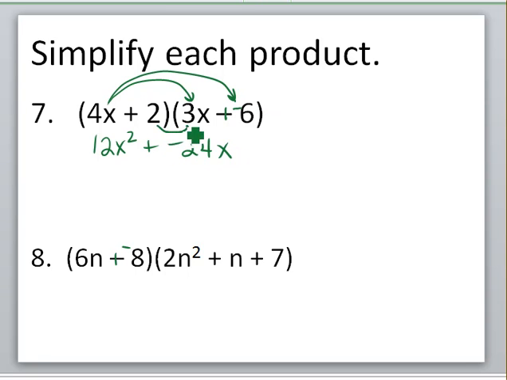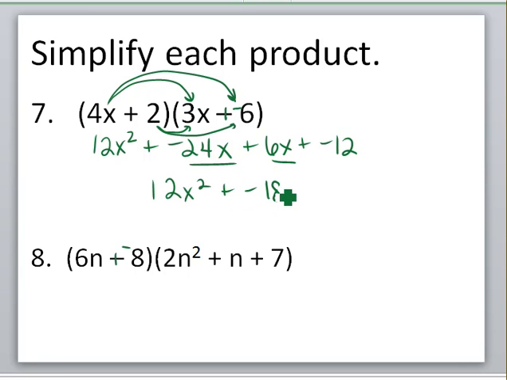Then I'm going to take my 2 through. 2 times 3 is 6x. And 2 times negative 6 is negative 12. So I've got 12x squared plus negative 18x plus negative 12.